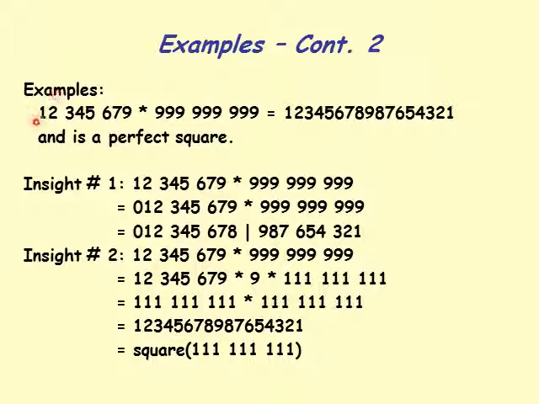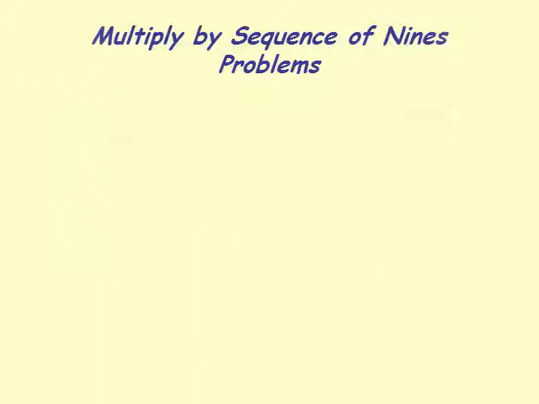So these are the observations the book made, and this is how you solve these. First multiply one way to get this answer, then multiply another way to make sure that it's a perfect square. It's the square of 111,111,111. Now some problems of multiplication by a sequence of nines. Try these: 37,607 times 999,999, and some more.